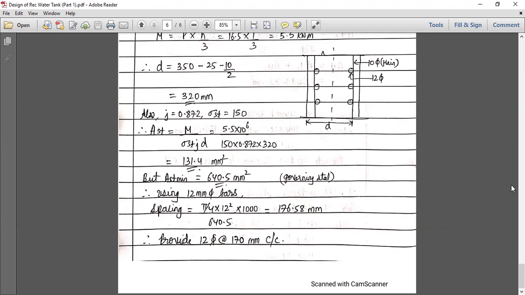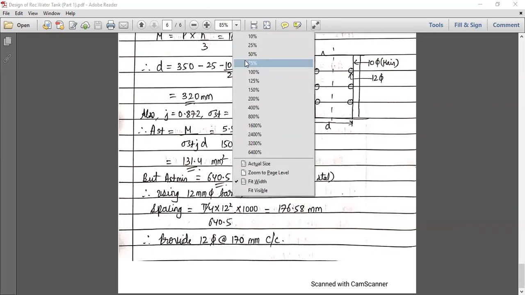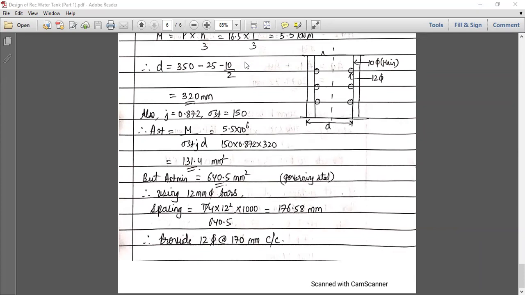Okay, so now let us move on to the next step. What is the next step after this? Anyone? Okay, after this we have to check for stresses. Very important. This is the most important step. Check for stresses, and then after that we can design the base slab.